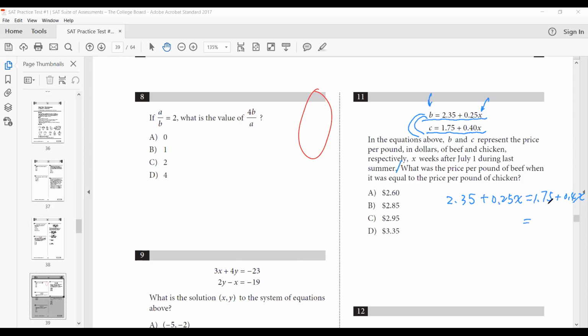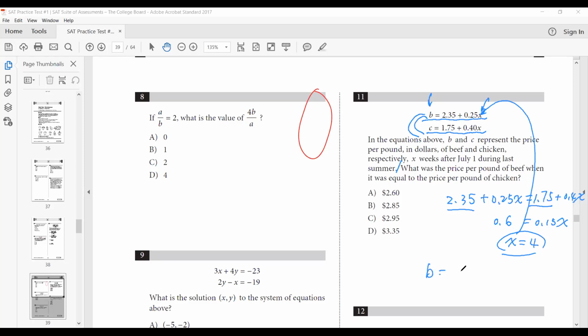So let's move x to the right, so 0.15x, and put all the constant numbers to the left. So here is 0.6, right? So x equals 4. Got it? So x equals 4 is not what we want. The question asks what was the price per pound of beef when it equals the price per pound of chicken? So actually they ask for the price. So we put the 4 back here, replacing x. So it means 4 times 1/4, so it's $1.